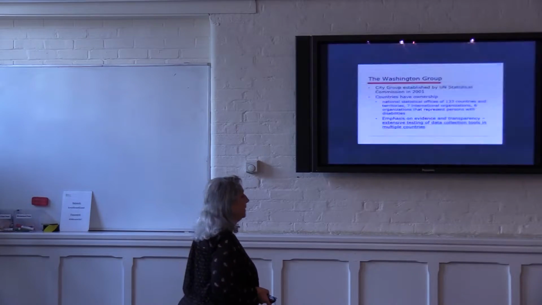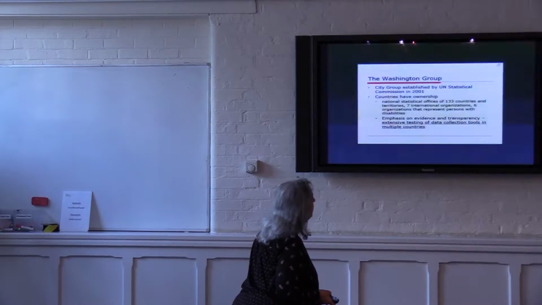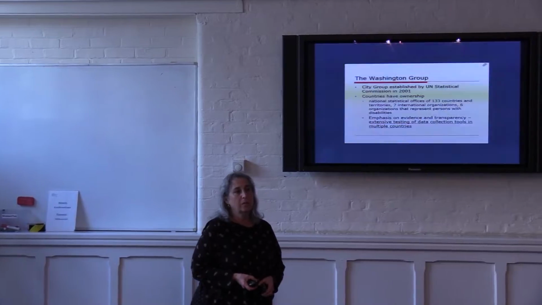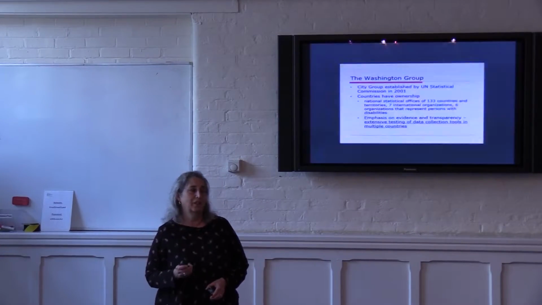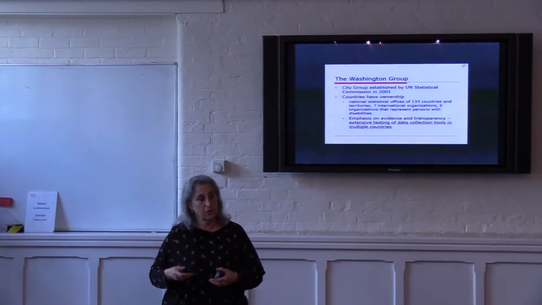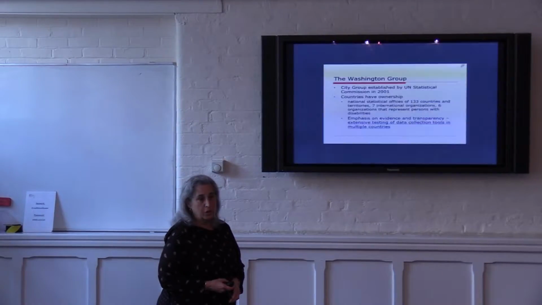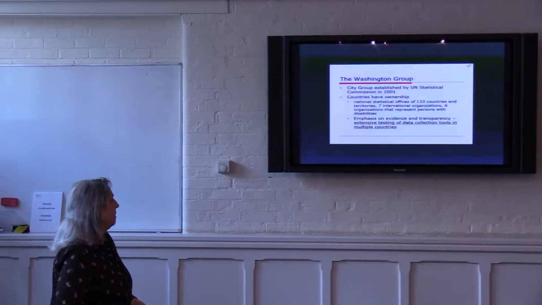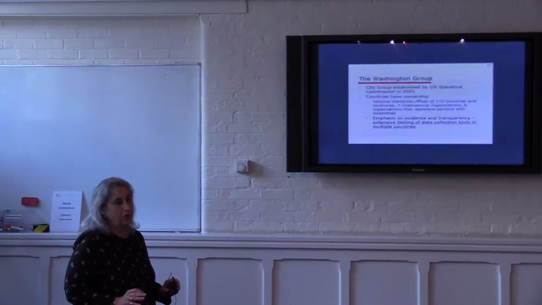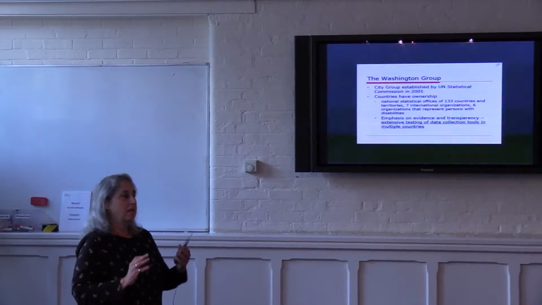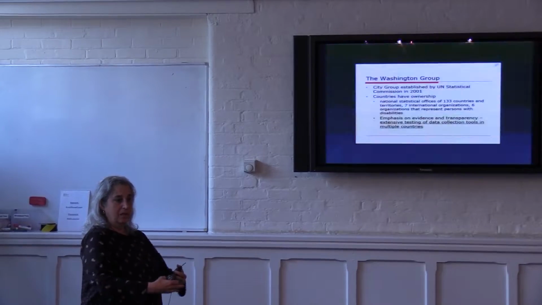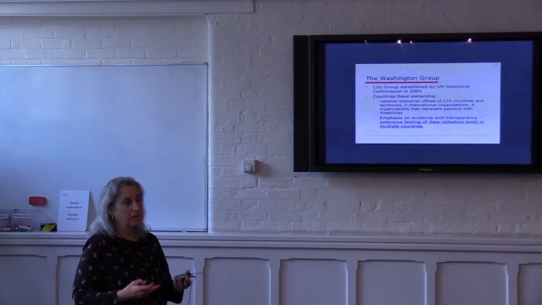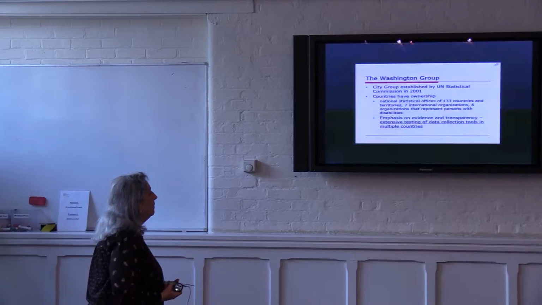So the Washington Group is a city group. These are entities that are established under the UN Statistical Commission to focus on a particular statistical issue, come back to the commission and report. It was actually set up in 2001. Our first meeting was in 2002. And I think what's interesting about these groups is they're country owned. So it's different than a UN agency doing something and involving countries. This is countries doing things for countries.